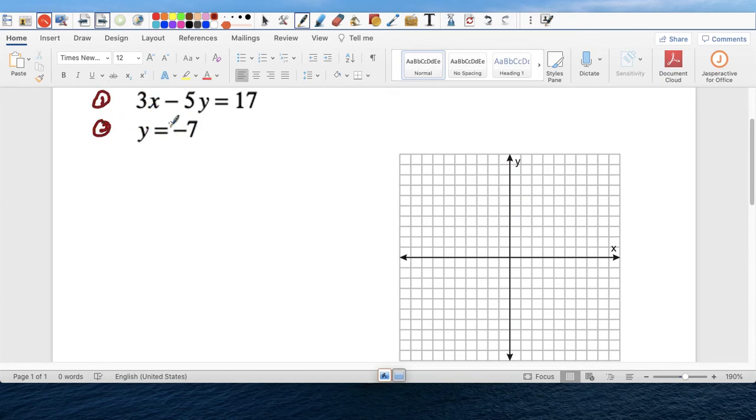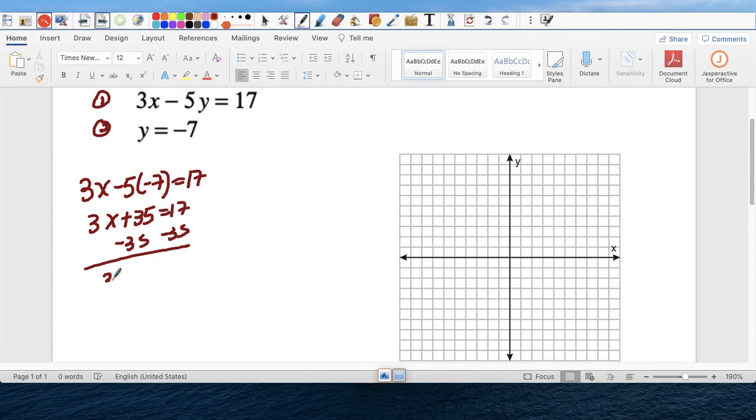We're going to take that value of negative 7 and substitute in equation 1, so we get 3x minus 5 times negative 7 equals 17. 3x plus 35, because it's a negative and a negative, equals 17. We're going to do minus 35 and minus 35. So 3x equals negative 18, divided by 3, divided by 3, x equals negative 6. So our point, we're literally done.